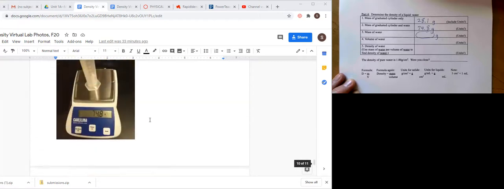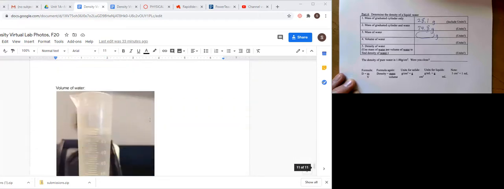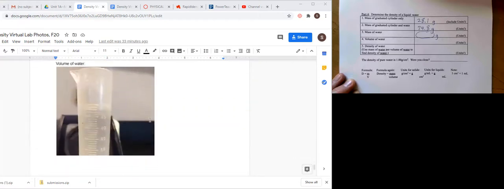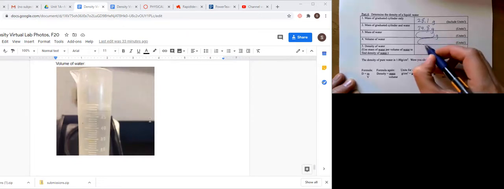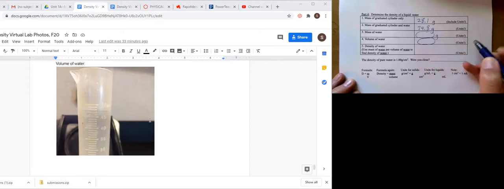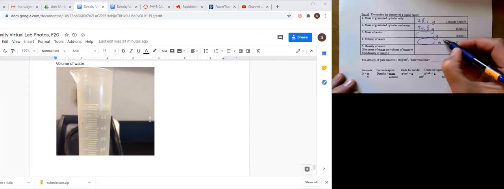Now we need to find out how much water was in the graduated cylinder. So read the volume of the water on the graduated cylinder. Go ahead and do that now. Place your answer here, and for a liquid, the units will be in milliliters.